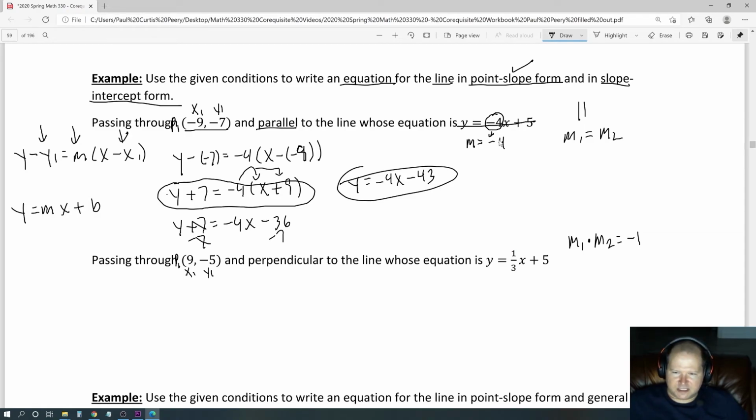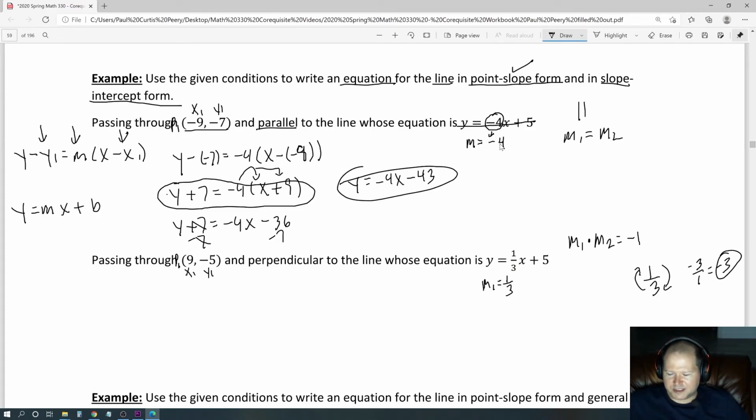So if we count this as m1, the first one, right, so we know that's 1/3, but that's not going to be the slope of what we're looking for. Our slope is going to be a negative reciprocal of that. So the negative reciprocal of 1/3, a reciprocal means you flip the numerator and denominator, right, which should give me 3/1, which is just 3. But this is a negative reciprocal, so it's going to be -3/1, or just -3.